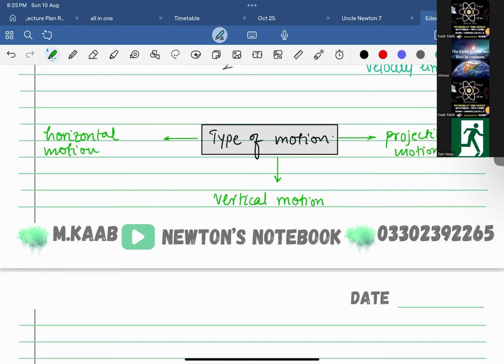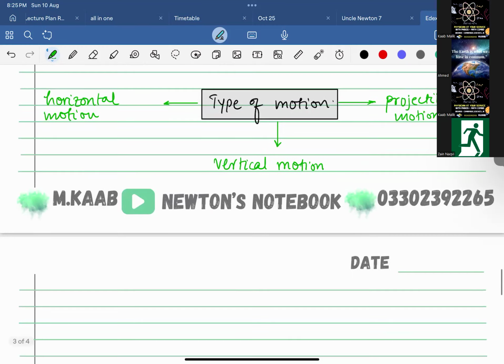Let's try to understand the first two types of motion. These two are sometimes known as linear motion, and the other one is the non-linear motion.